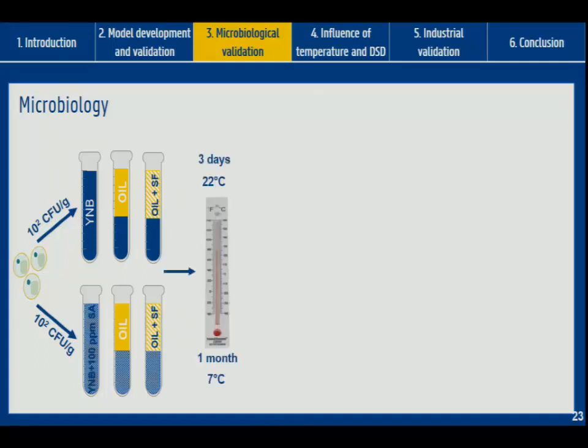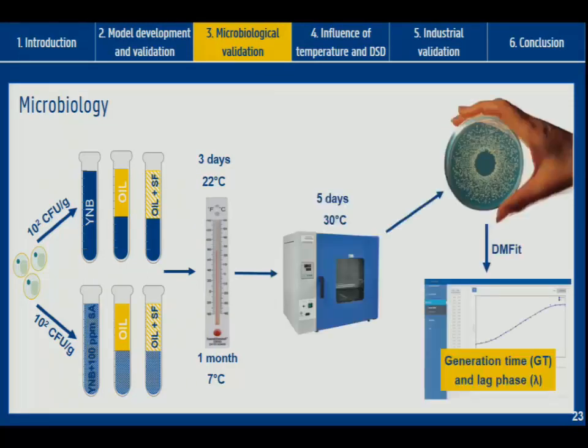We placed these tubes for 3 days at 22 degrees and 1 month at 7 degrees and sampled regularly. The samples were then plated, and the plates were kept for 5 days at 30 degrees. The results were read and then plotted in DMFit. And with that, we got our generation times and log phase durations. Now the generation time tells you how fast your microorganism duplicates. And the log phase tells you how long is the duration until this starts happening.